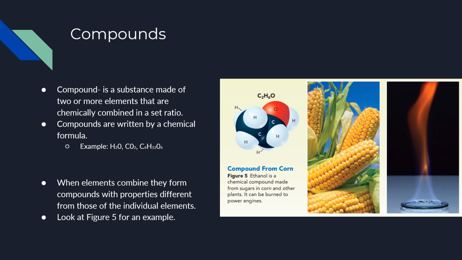We are going to go ahead and do the reading check before we move on to our next topic. So, how are pure carbon, oxygen, and hydrogen different from the compound ethanol, which contains all three of these elements? So, ethanol is a compound, while pure carbon, oxygen, and hydrogen are molecules each made of a single element. Ethanol also has different properties from the pure elements. It is made from sugars in corn.